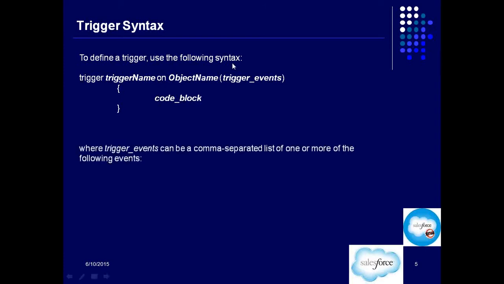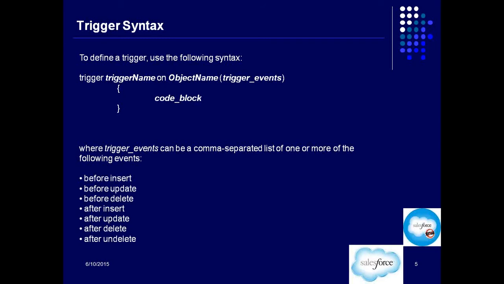All right. So let's understand the trigger events a little. What is that trigger event? The trigger events can be a comma separated list of one or more of the following events. So what all events are allowed? Before insert, before update, before delete, after insert, after update, after delete, after undelete. So these are the events, right? So I told you that you have an option of defining when do you want your trigger to get executed, before or after. And the DML operations are available for the triggers which are insert, update, and delete, right?